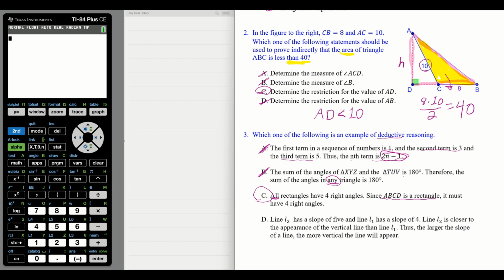Line L2 has a slope of 5 and L1 has a slope of 4. Line L2 is closer to the appearance of the vertical line than L1. Okay, those are two detailed situations. Thus, the larger the slope of a line, and that will be any line, the more vertical the line will appear. Well, that is detail to general. So, no, we don't want that one.